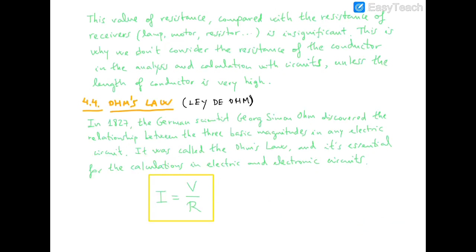This value of resistance, compared with the resistance of receivers, like lamps, motor resistors, etc., is insignificant, is very, very small. This is the reason why we don't consider the resistance of the conductor in the analysis and calculation with circuits, unless the length of the conductor is very high. Okay?